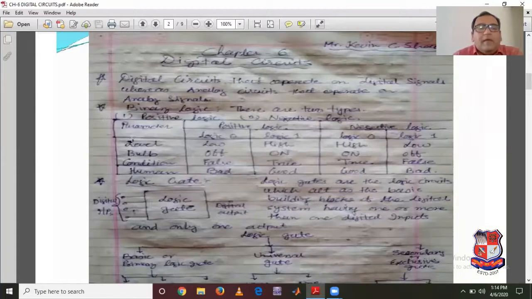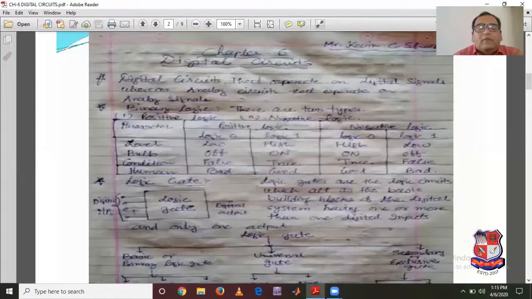So the first and very important parameter is the level. According to the voltage level, we can say whether it is considered logic 0 or logic 1. So in positive logic, if the level is low, then that is logic 0.